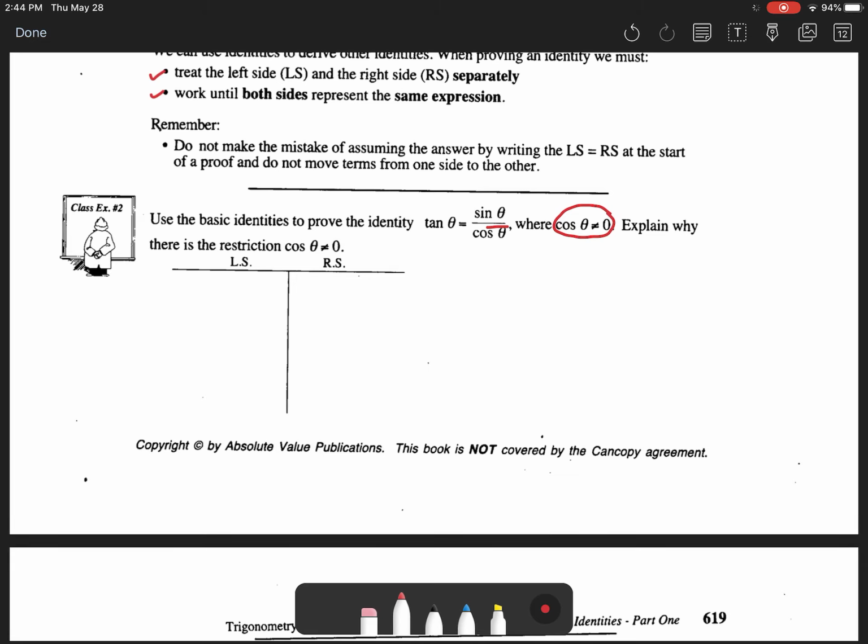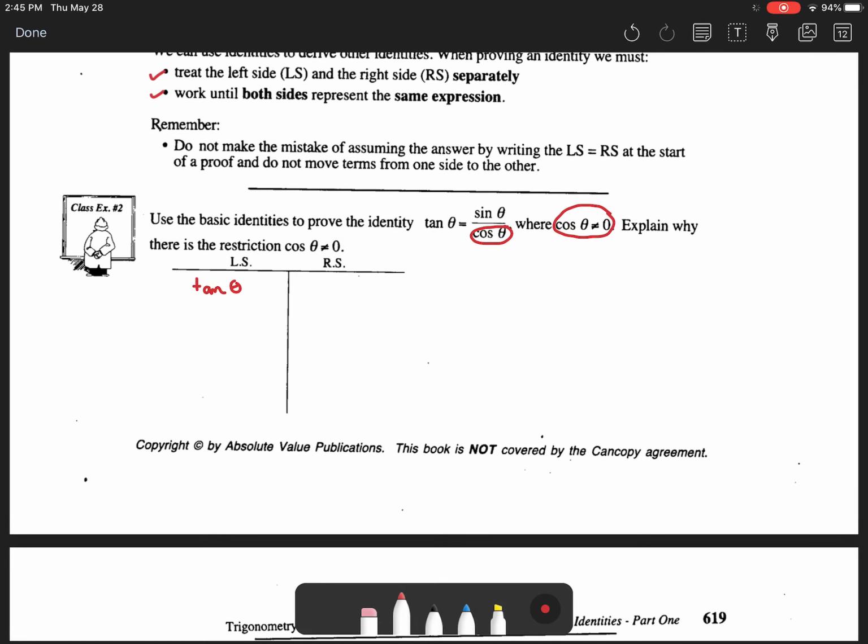And again, this is just a restriction. This doesn't do anything when we are trying to prove it. It's just stating that this denominator obviously cannot be 0 because we're dividing by it. Explain why there is a restriction, cos of theta can't equal 0. Well, I guess I just did. We can't have cos of theta equaling 0 because we're dividing by that expression, and if it ends up equaling 0, then everything is undefined. So we can't have that. That's where that restriction comes from.